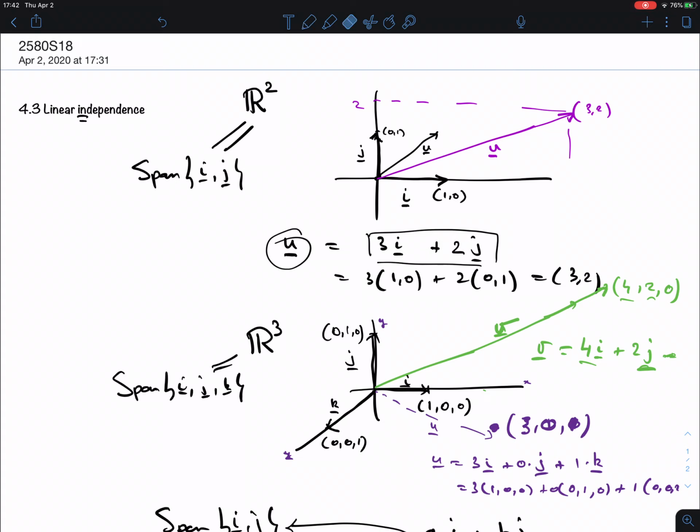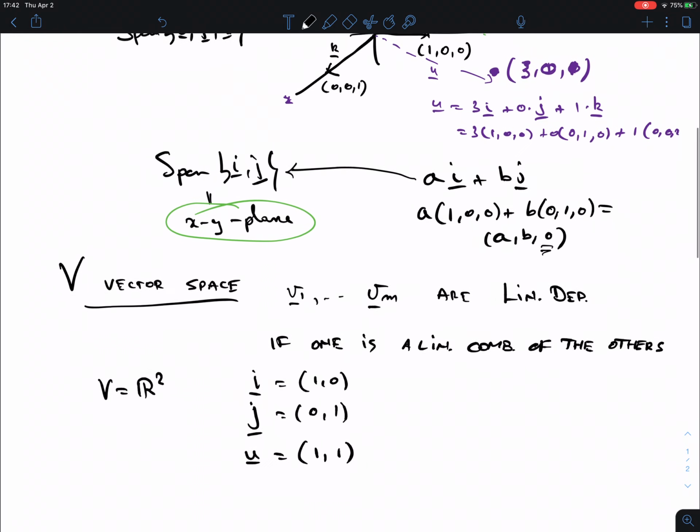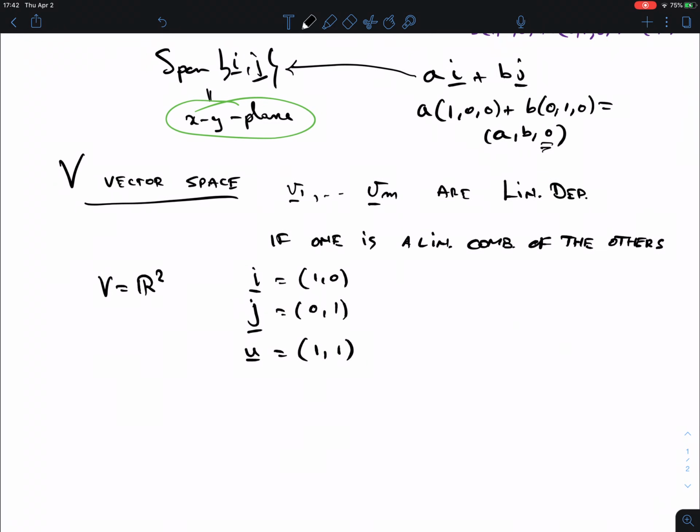Let me erase the other u so we don't get confused. I'm claiming this is linearly dependent. This is an example of linearly dependent. Let me write out the word, because you should see it first written once completely. Linearly, an adjective, right? Linearly dependent.